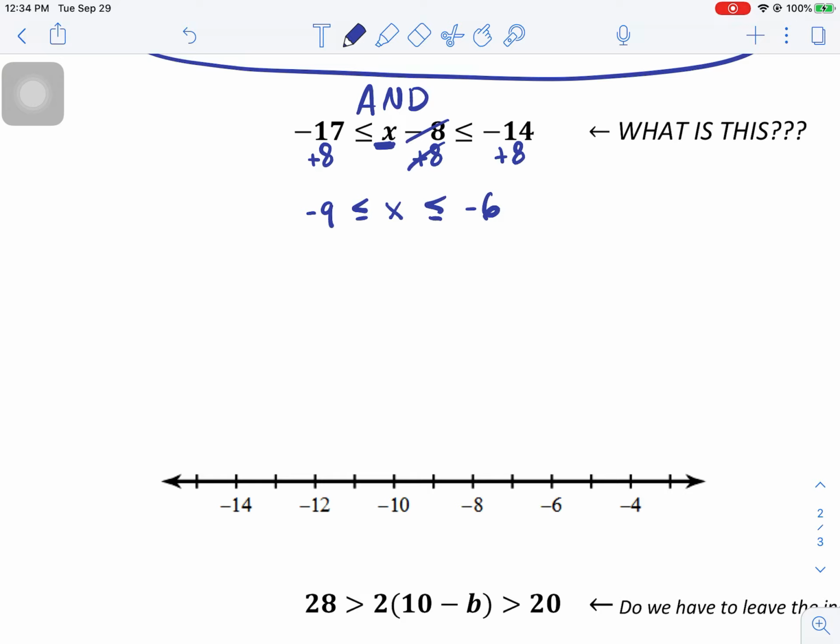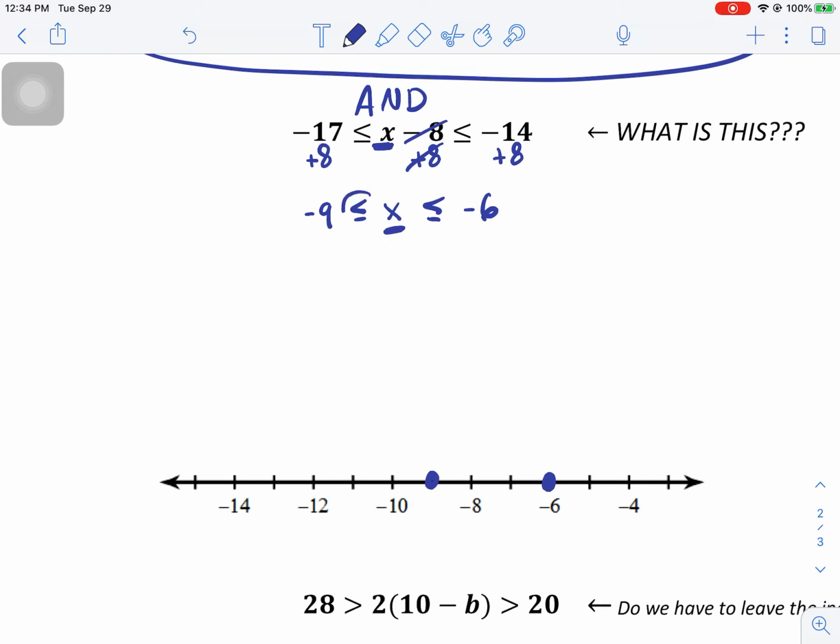So -9, we have a circle at -9 that's closed. -6, we have a circle that's closed there. It's saying x is greater than or equal to -9. x is less than or equal to -6. So then we're between those two values, right? So right here. Another way to read this: -9 is less than or equal to x, which is less than or equal to -6. Okay? So this is literally saying x should be between -9 and -6.